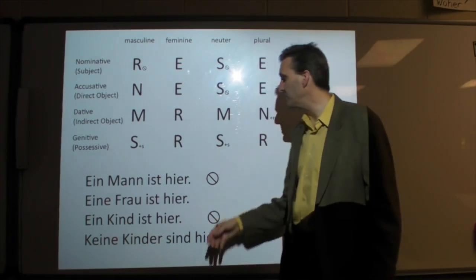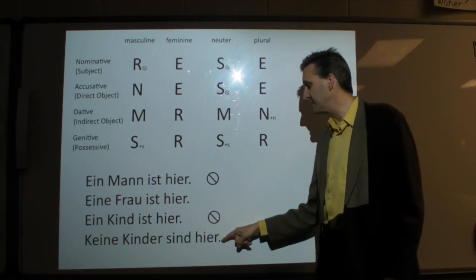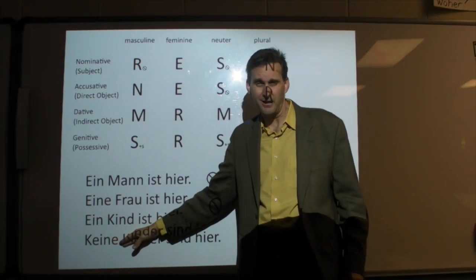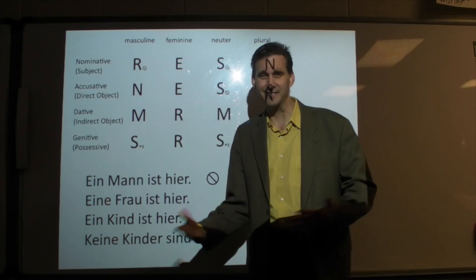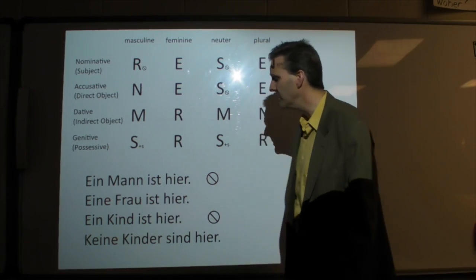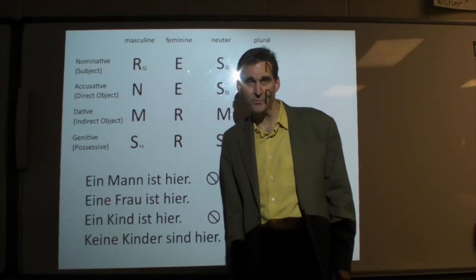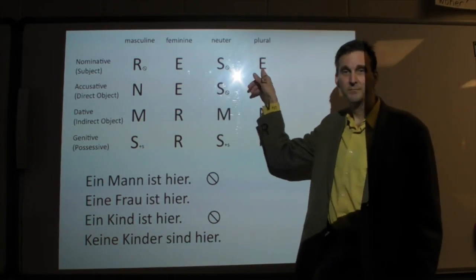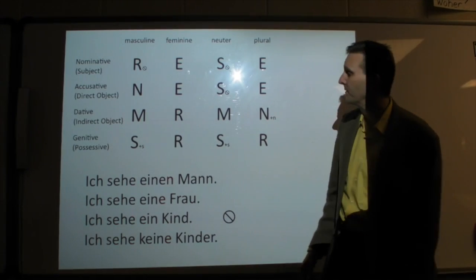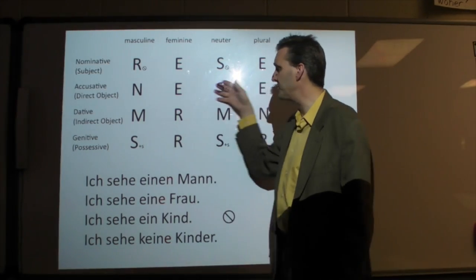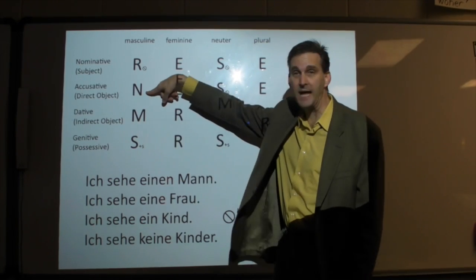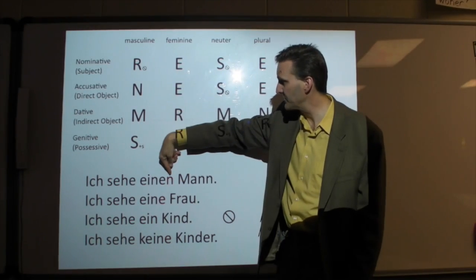And I changed this to keine Kinder sind hier. Still keeping the E. I had to change it because it's illogical to say eine Kinder. That just doesn't work logically. So I changed it to keine, but that's another ein word, so it still works. Okay, keine Kinder sind hier, plural for the E. Okay? For the accusative, for the direct object, ich sehe einen Mann. I keep the N, einen. Okay, there it is right there.